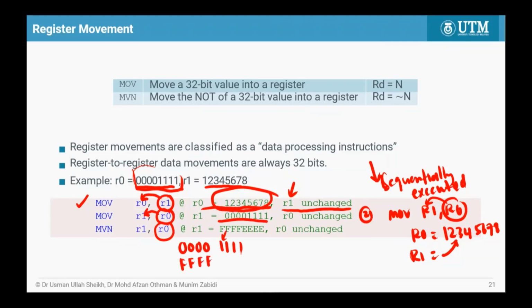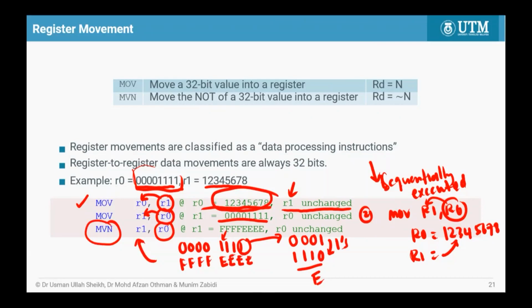Since this is hex, what you need to do is change it to binary first. The binary value for 1 is 0001. After that, you do the complement, and you will get this value here, which is actually equal to E. So that's why the value is F, F, F, F, E, E, E, E, and you take the value and put it into R1. So this is what MVN does: move the NOT of a 32-bit value into a register.